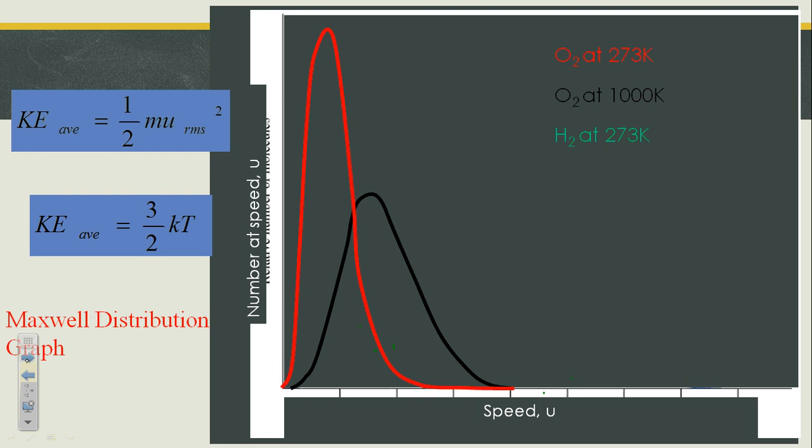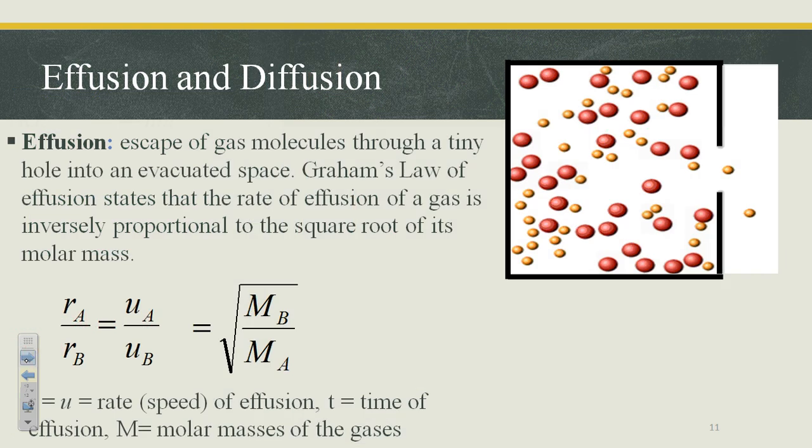And can you predict what hydrogen at 273 would look like? You are right. It will be shifted to the right as compared to oxygen at 273 because hydrogen is a smaller gas. So its particles will be moving faster at the same temperature because the average kinetic energy is the same. So that's the Maxwell distribution graph.